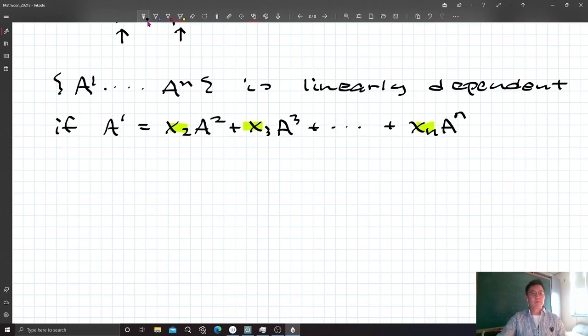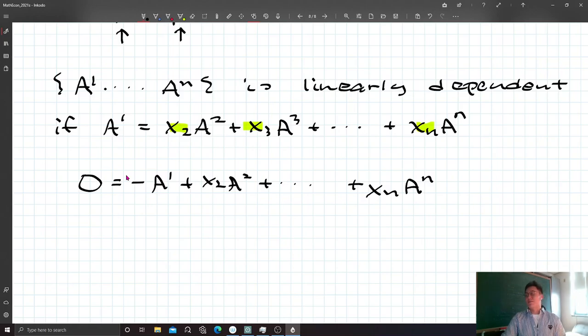All right. Then we can move this a super 1 to the right-hand side, so negative a1, x2 a2, and we add all the way to xn an, then the left-hand side becomes the zero vector. And we can think of this negative 1 as x1, right? Then this is nothing but a homogeneous equation system.